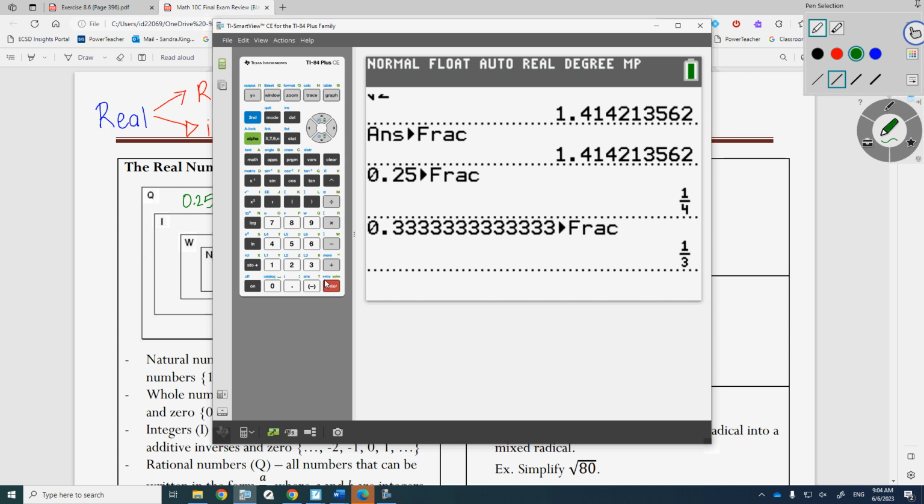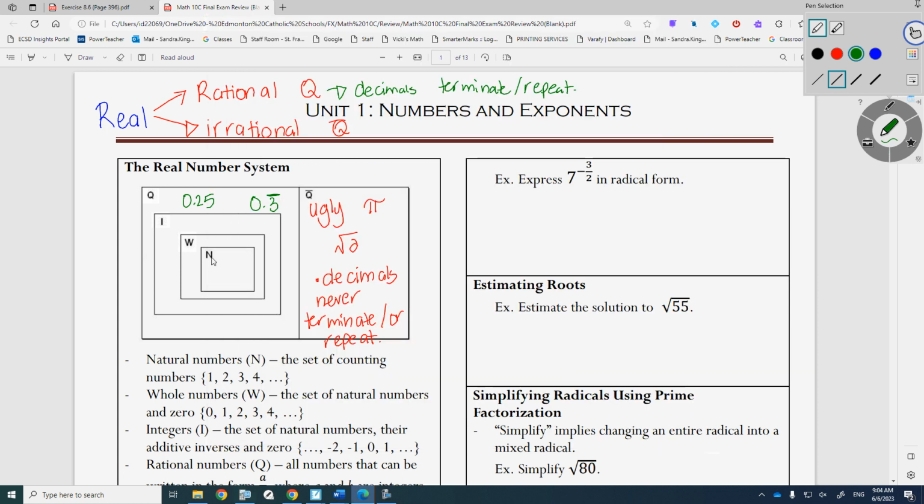Any fractions are rational. Okay, you do not need to know the natural, whole, and integers. You just need to classify rational versus irrational. I will remind you from 20-1 what the natural numbers were. The natural numbers were the kids' counting numbers. And remember, what number do kids always start at? One. So one, two, three. The whole numbers, whole looks like it has a zero in it. So the whole numbers are zero and then one, two, three. So the whole numbers include all the natural numbers as well as zero.